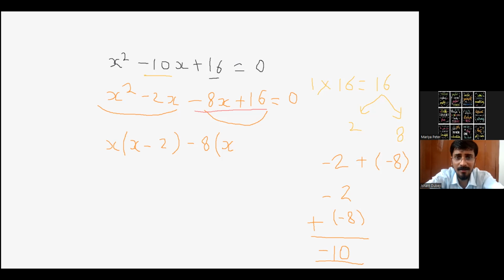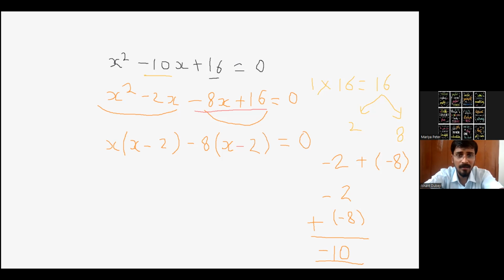Now what about plus 16? If I take minus 8 common, what will remain in the parentheses? Minus 8 has come common, so 8 times 2 is 16. So here I am getting x minus 2. Let me write it, equals to 0.